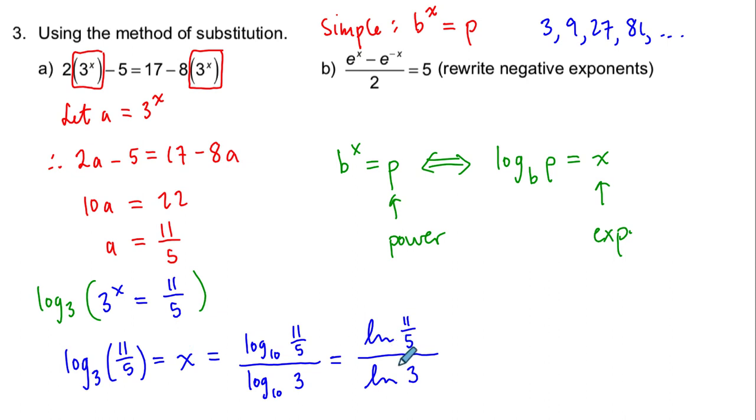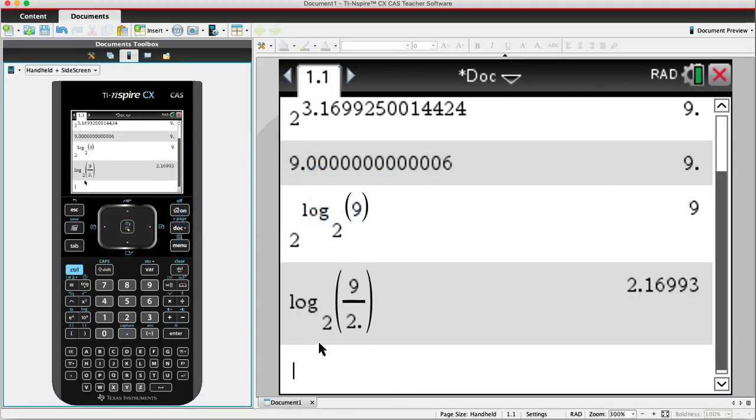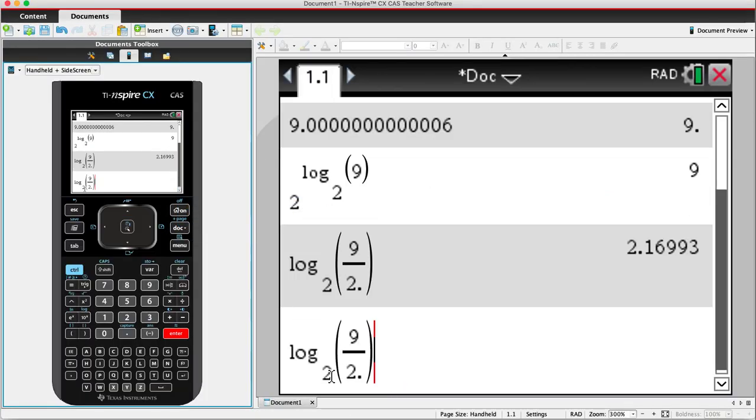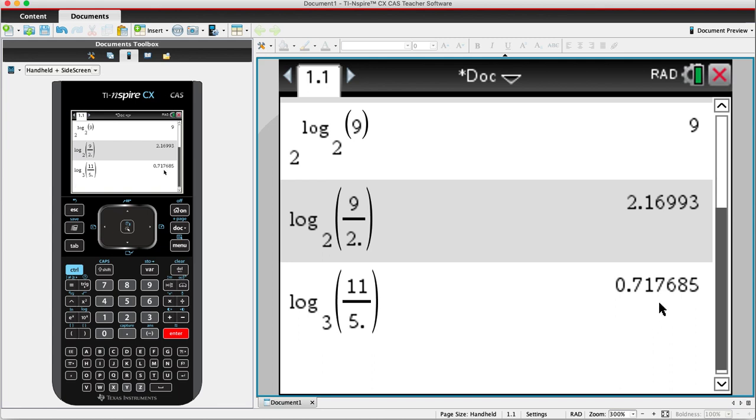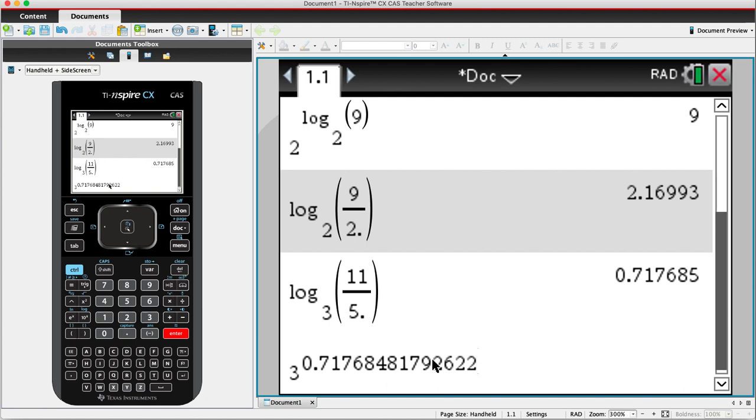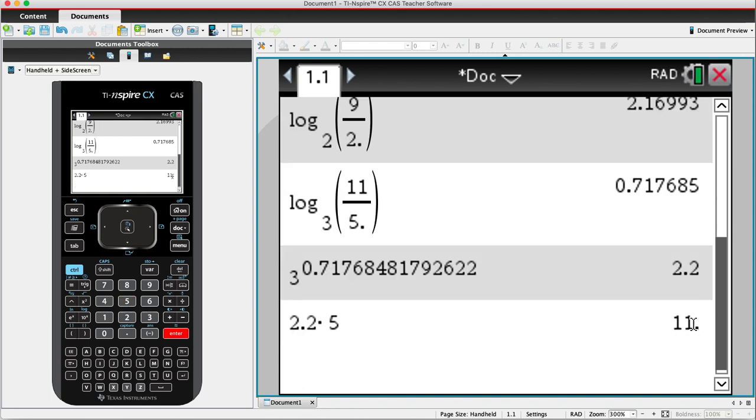And so I'm just going to work these 3 out on my calculator, which will do all 3 of these bases. In fact, it does all of these bases. So I'm going to type in log base 3 of 11 over 5 and get a decimal approximation, which is about 0.717. So what that really is saying is 3 raised to that exponent should give us about 11 over 5. So if I take that and multiply by 5, I get 11. In other words, 11 divided by 5 is 2.2, which is the same as 3 raised to that exponent.